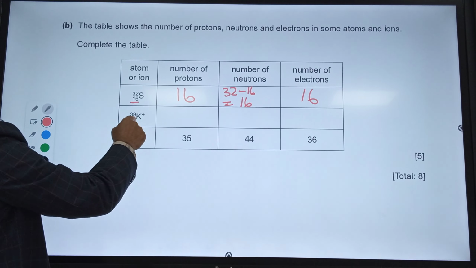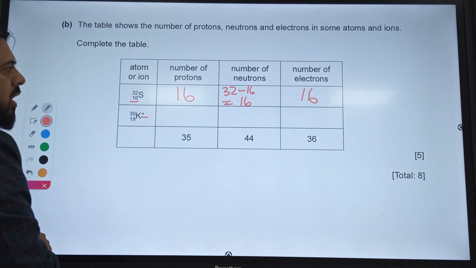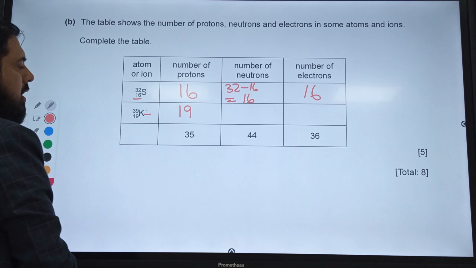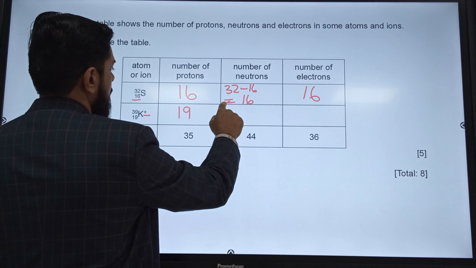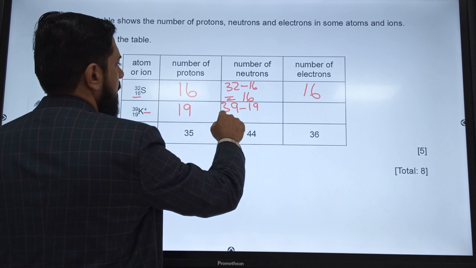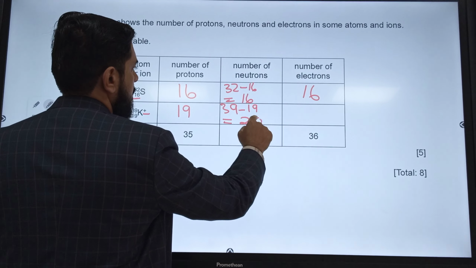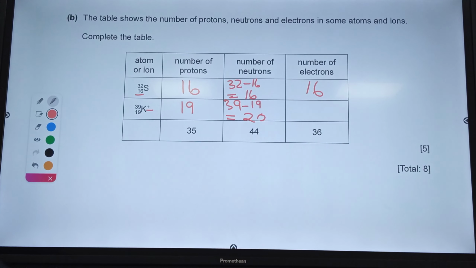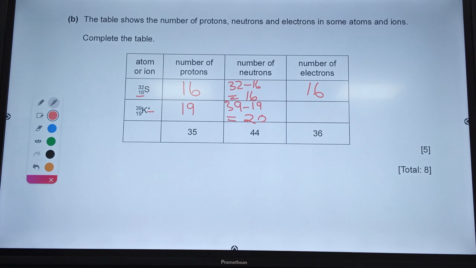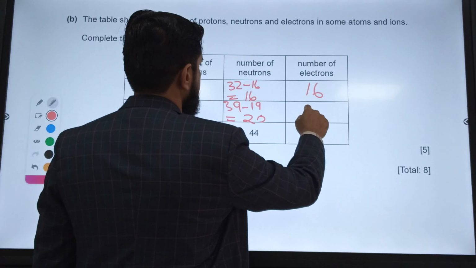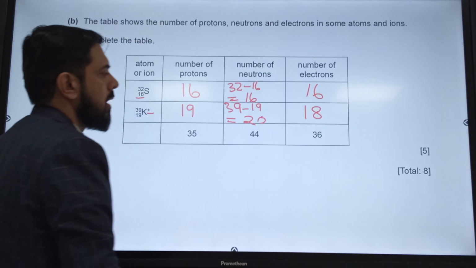In potassium, we see it is a charged particle. So the protons remain equal to the atomic number, 19. To find the neutrons, we have to subtract the atomic number from the atomic mass. So we got 20. The protons and electrons are normally equal, but the positive sign indicates there is a loss of 1 electron. So the electrons should be 18.